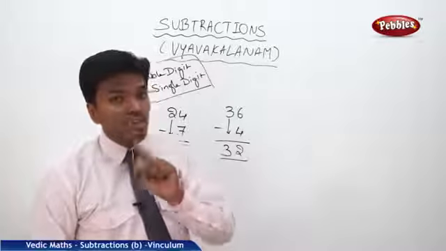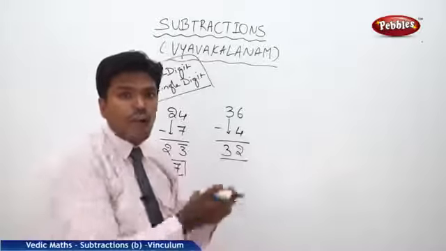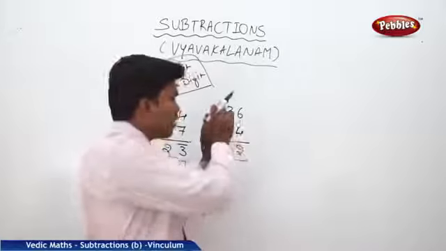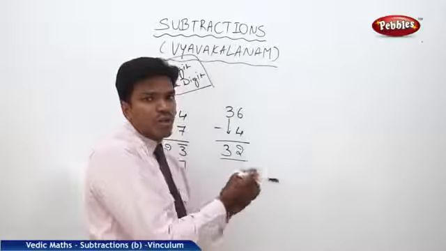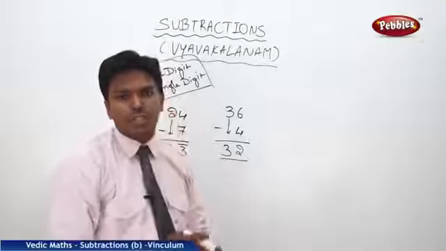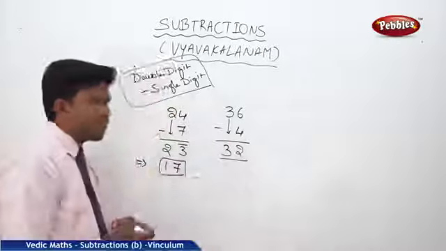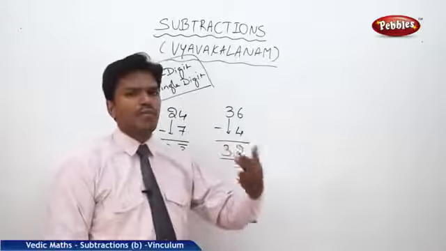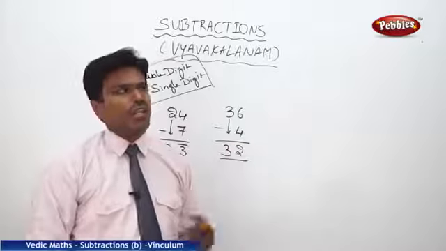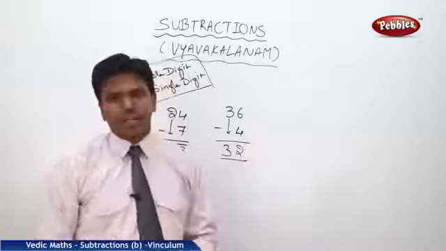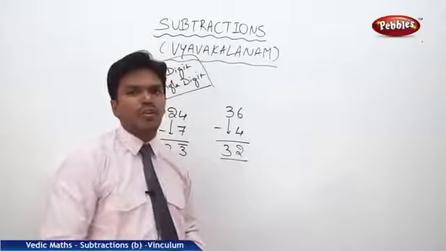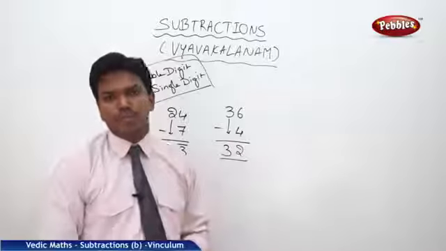Only when the subtraction is not possible do we have to subtract the above number from the below number by putting a bar on it, just like this example. But if the subtraction is directly possible, you can directly subtract it, so that you will get the answer directly. No need of even converting the number.